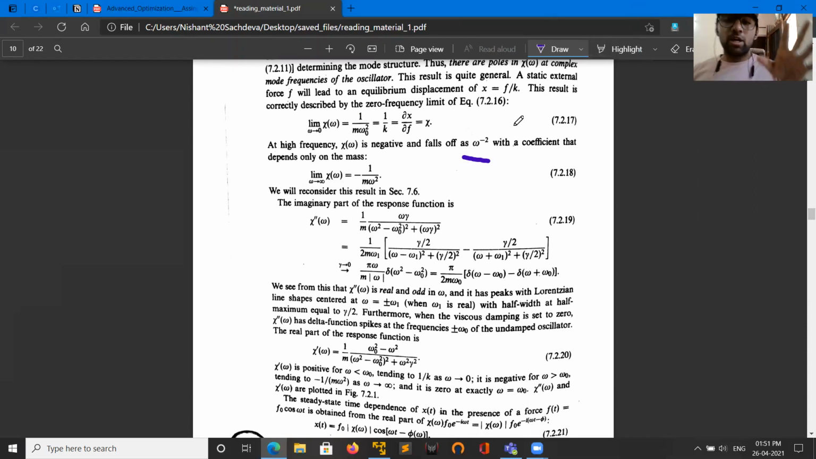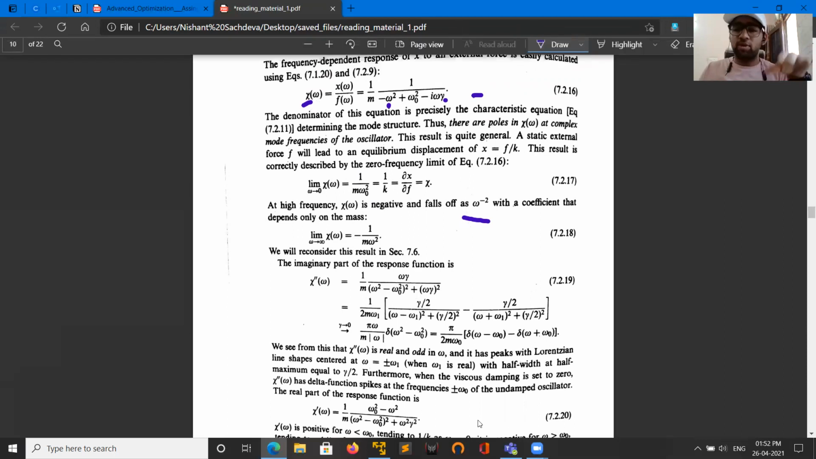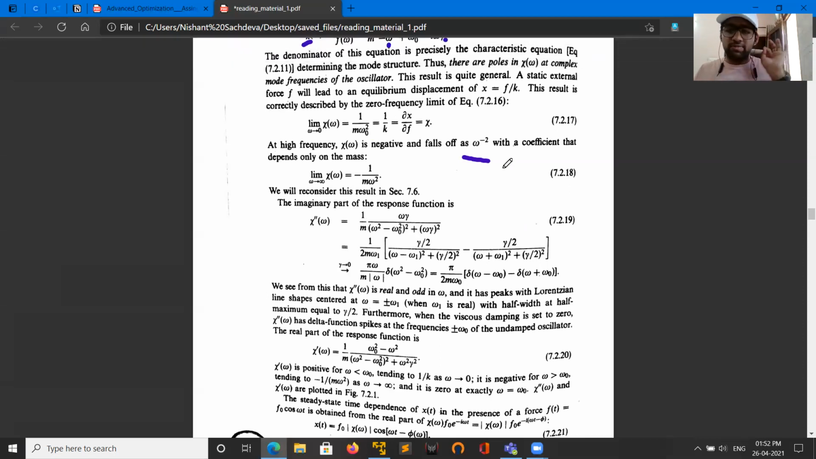Now the imaginary part of the response function is x double dash of omega. What happens is you take the derivative: minus 1 by this term, derivative of this term, then another minus 1 by this term, derivative of that term. So we have to differentiate that. It's a bit complicated, so we'll skip that for now. We arrive at this equation. We split this into partial fractions. A very important concept, usually ignored, but extremely useful.